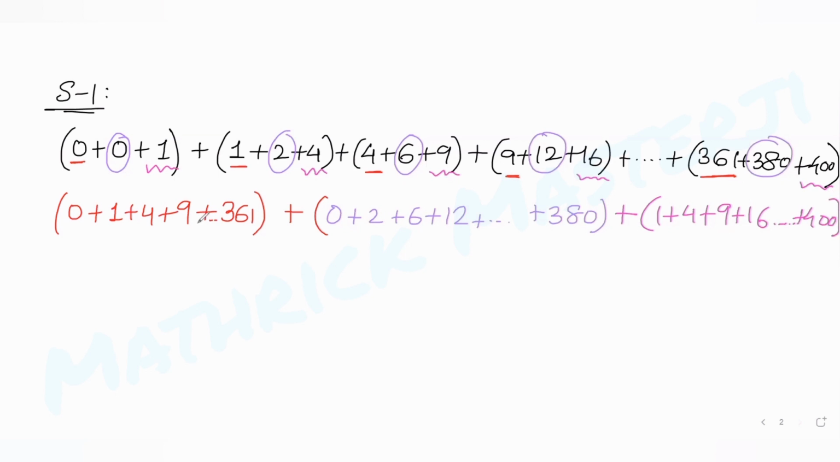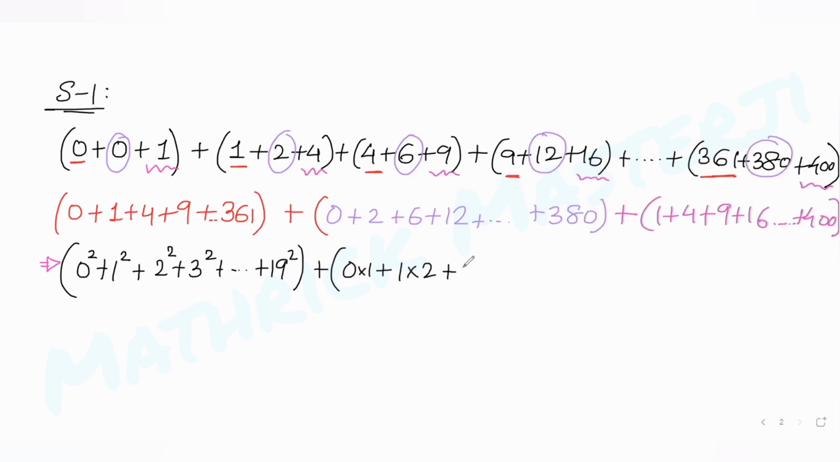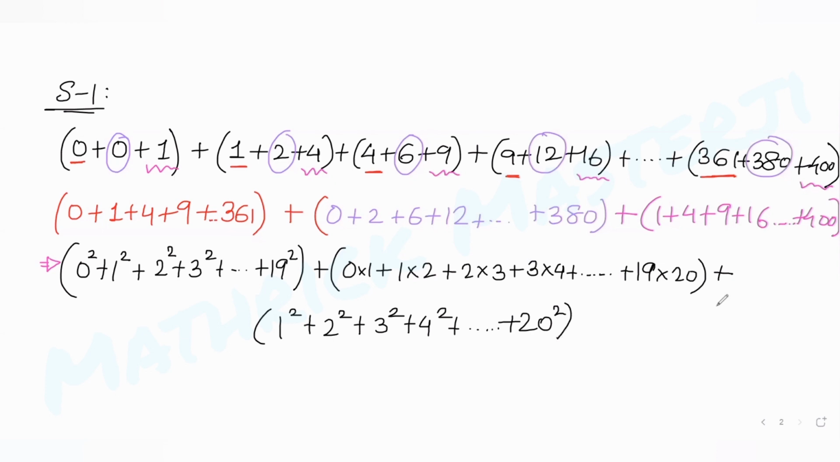Now, let's frame the equation by writing the pattern being followed. The first bracket is 0 square, 1 square, 2 square, 3 square, and this goes on till 19 square. The second bracket, I can write as 0 into 1, 1 into 2, 2 into 3, 3 into 4, and this continues till the last term, 19 into 20. The last bracket, I can write as 1 square, 2 square, 3 square, 4 square, and the last 20 square. Now I have to find the sum of all of these patterns.